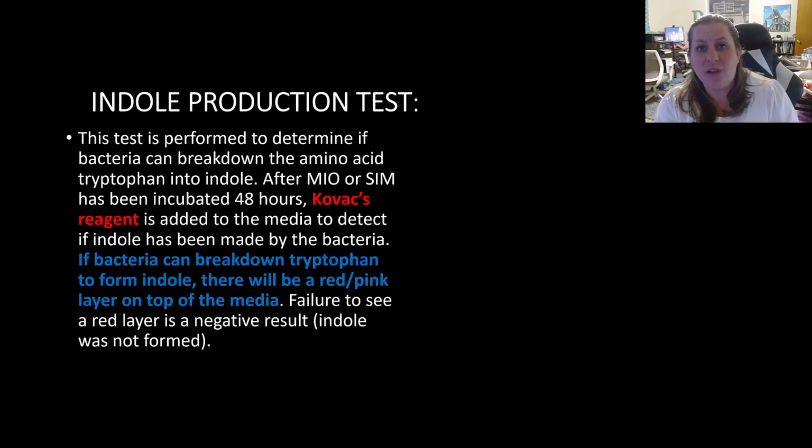The next test is the indole test. This one is going to be performed to determine if bacteria can break down the amino acid tryptophan into what we call indole. Now, after the Myo or Sim agar has been incubated for 48 hours, we are going to use a reagent called Kovacs reagent. This is also going to come in a little tube. You'll have to break up the crystals, and you'll put a few drops into the media on top. Now, this is agar, so it's only doing the very top part of this. If bacteria can break down tryptophan to form indole, there'll be a reddish pink layer that will form at the top of the media. Now, failure to see this is going to be a negative test.